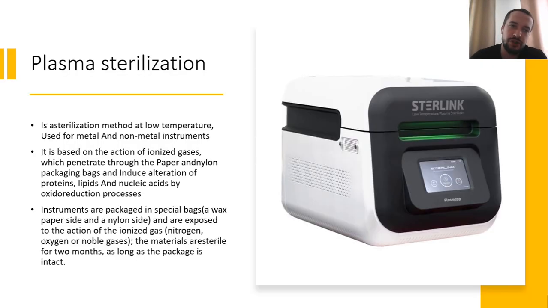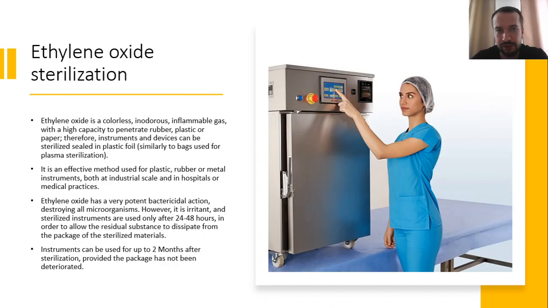Chemical sterilization. First of all, plasma sterilization is a sterilization method at low temperature used for metal and non-metal instruments. It is based on the action of ionized gases which penetrate through the paper and nylon packaging bags and induce alteration of proteins, lipids, and nucleic acids by oxido-reduction processes. Instruments are packaged in special bags and are exposed to the action of the ionized gas. The materials are sterile for 2 months as long as the package is intact.